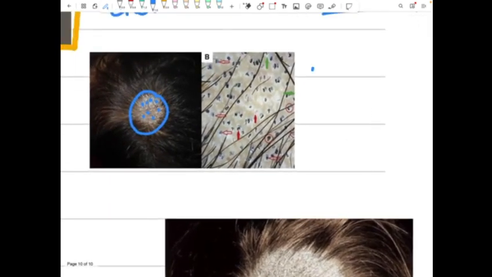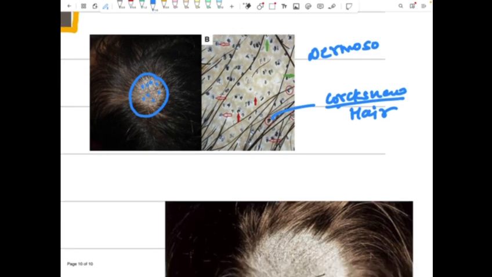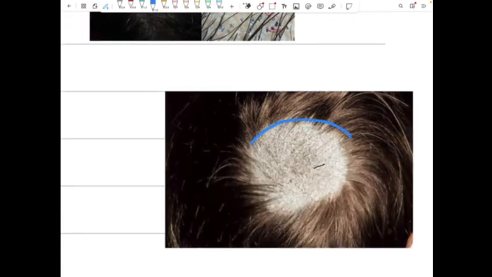And this is the dermoscopy. If you want to know further, this is the dermoscopy. We have corkscrew hair. If you want to have a look at this image, these are corkscrew hair, not of your level though. And what is this? This is a gray patch. This is ectothrix, right?